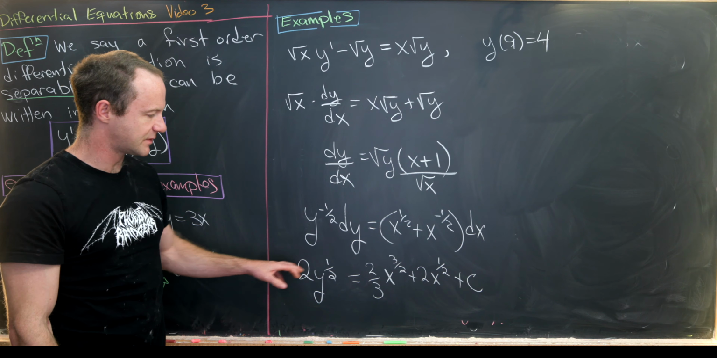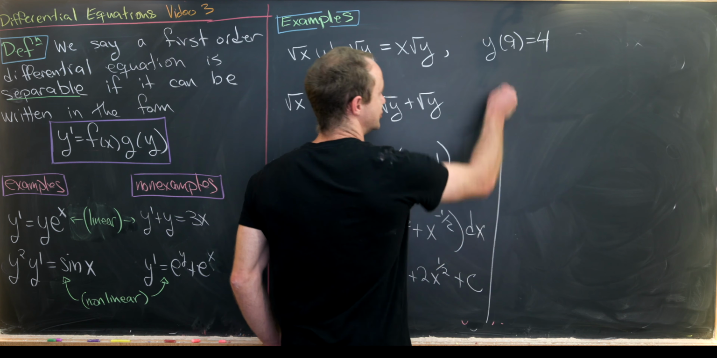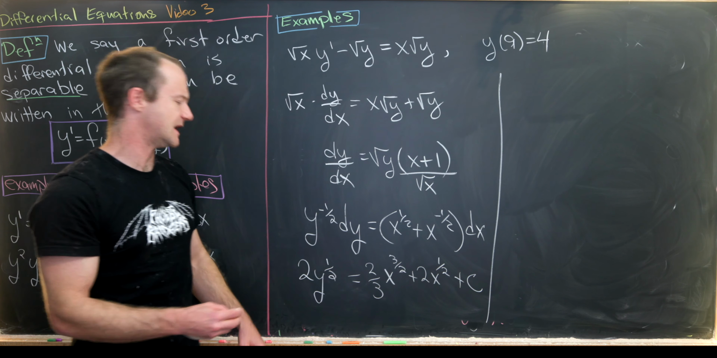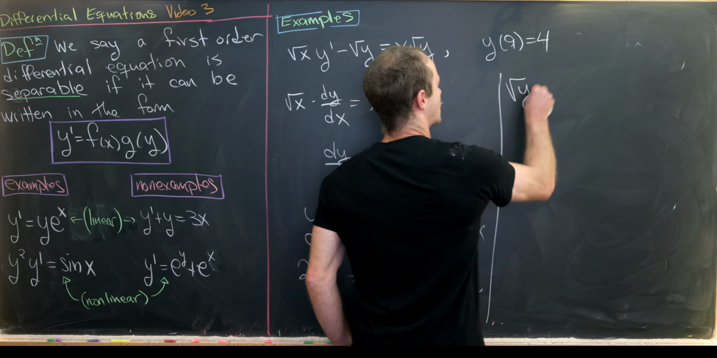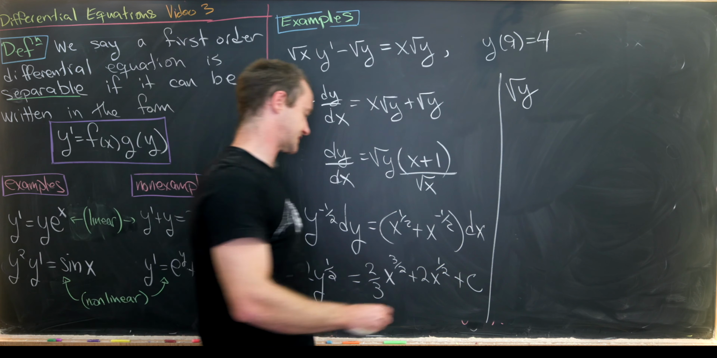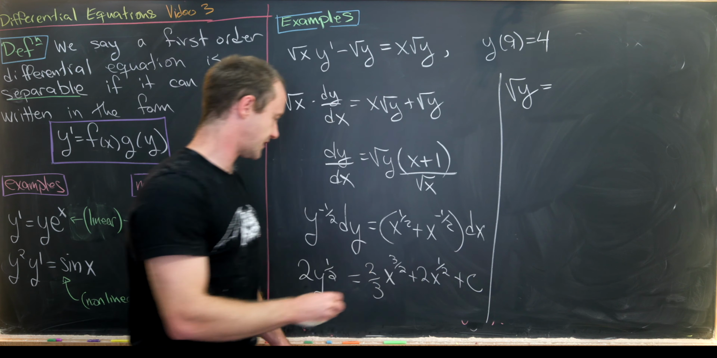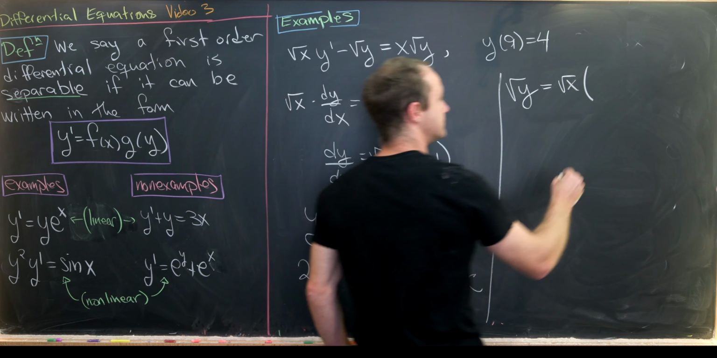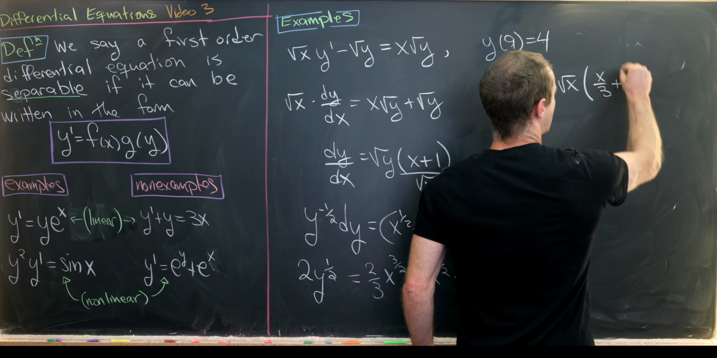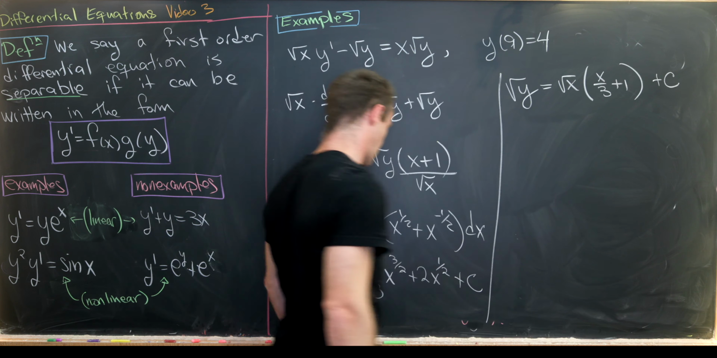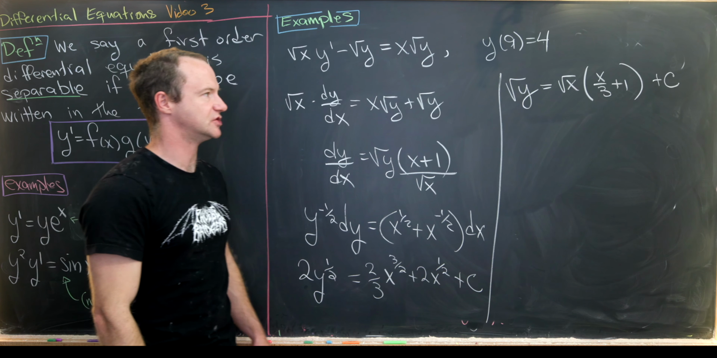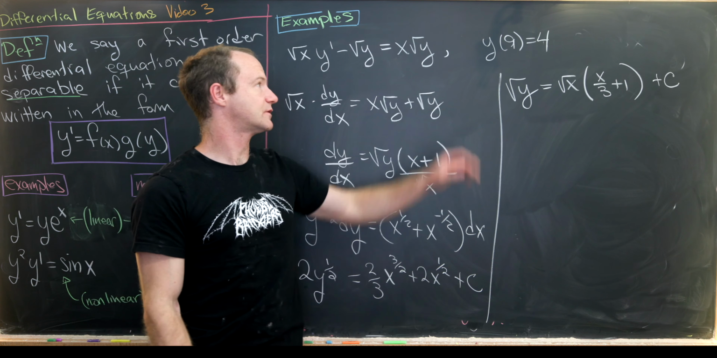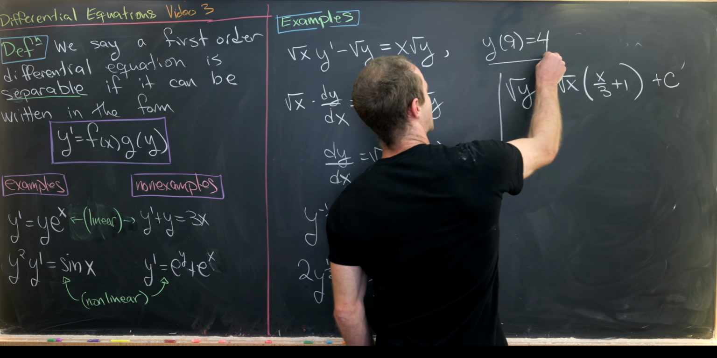And now let's clean this up a little bit by dividing everything by 2. And also we can factor a square root of x out of this left-hand side, a bit at least. So we're left with the square root of y, that's what we have for this right-hand side, is equal to something like the square root of x times (x over 3 plus 1), and then we have plus a constant, where I've absorbed that division by 2 into the constant. Okay, so now we're ready to evaluate this at x equals 9 and y equals 4. That's given by our initial condition.